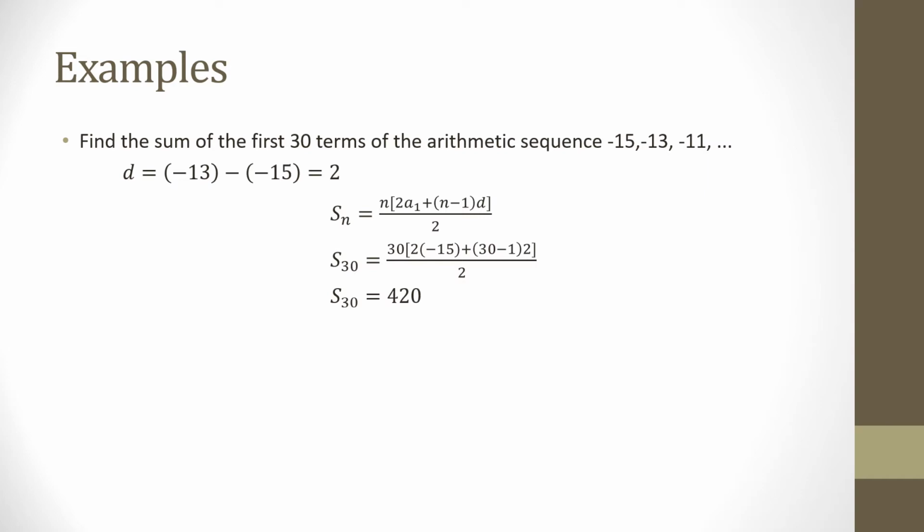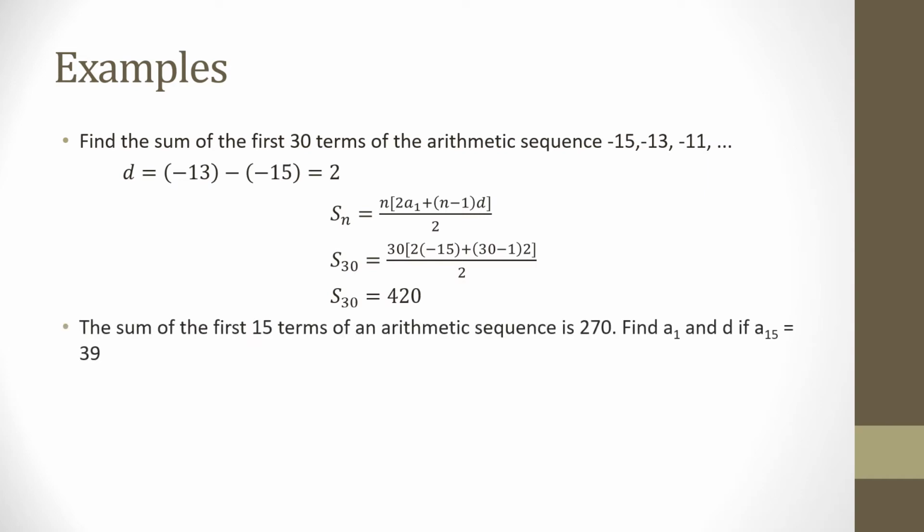Okay? Next example. The sum of the first 15 terms of an arithmetic sequence is 270. Find a sub 1 and d if a sub 15 is 39. So, hindi given ang d. Hinahanap mo yung d, diba? And then, hinahanap din yung a sub 1. Binigay sa iyo yung a of 15 at meron kang sum of the first 15 terms na 270.